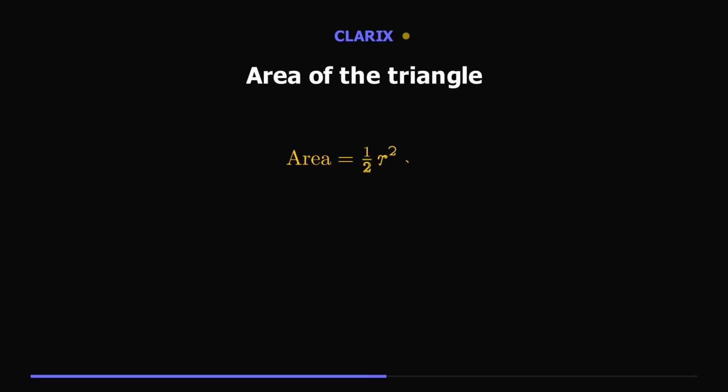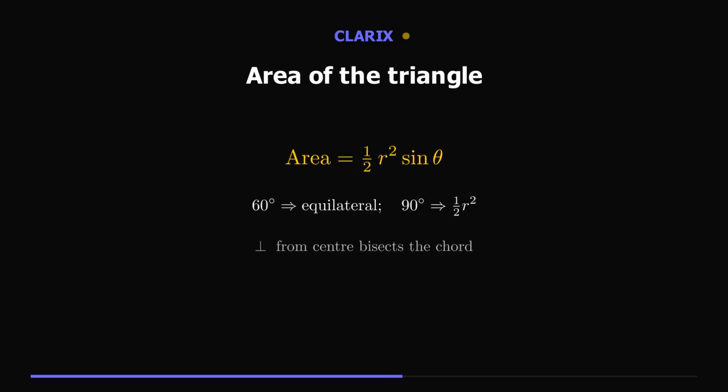How big is the triangle? With the center O and central angle theta, the triangle's area is 1/2 r squared sine theta. Two special angles make it effortless. A chord that subtends 60 degrees gives an equilateral triangle, and a chord that subtends 90 degrees gives a right isosceles triangle with area 1/2 r squared. And remember, the perpendicular from the center to a chord always bisects that chord.